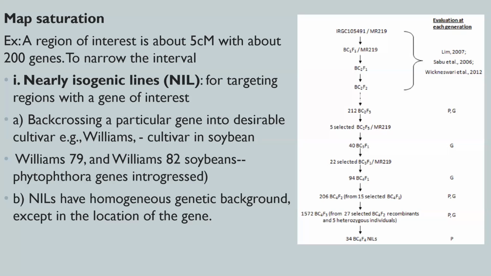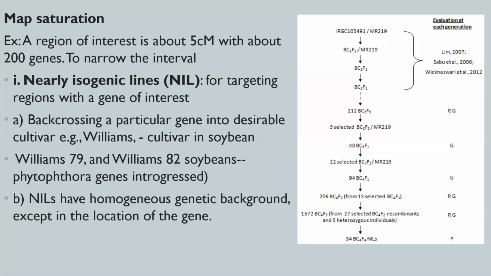So for that map saturation, we use 2 other kinds of populations. One is called near isogenic lines. As you could see on the right, you have your BC2s. You continuously backcross with one of the parents for around 6 to 7 generations until you get these NILs, or near isogenic lines. Basically, what happens is, with continuous backcrossing, we're just introgressing only that particular gene. The entire other part of the genome is the same except that particular LD block or gene, whatever you call it, that is only different.